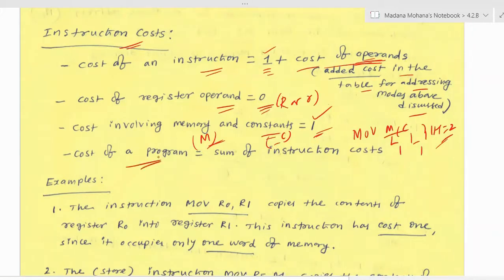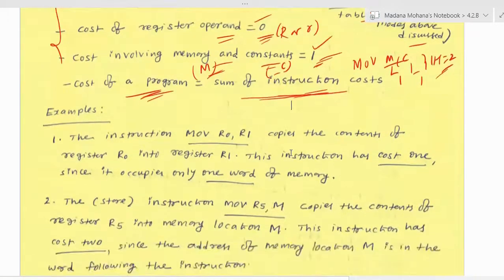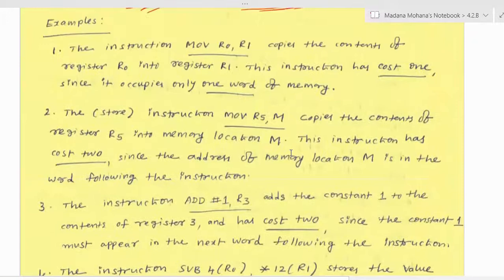Finally, the cost of a complete program is the sum of the instruction costs. The instruction cost can be obtained with register operand 0, and with memory and constant 1. Generally, the cost of an instruction is 1 plus the cost of its operands. Using these three forms, you can find the cost for every instruction separately. Then the cost of the overall program equals the sum of all instruction costs. That is the individual instruction cost. Now let us see some examples.